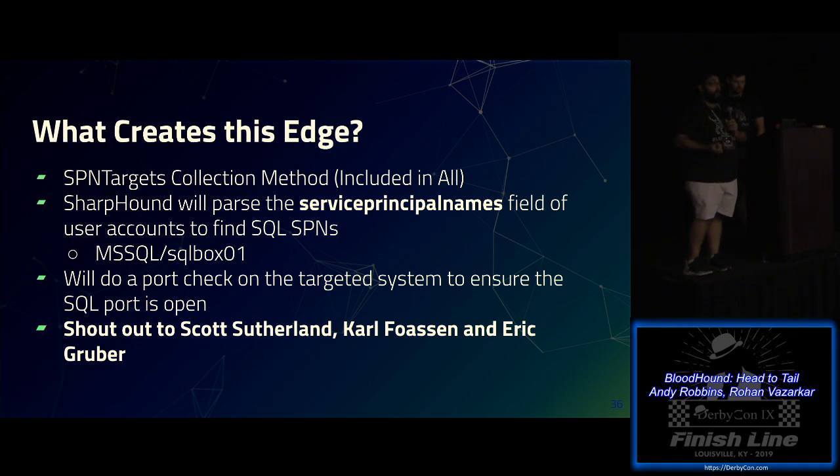All right, so what creates this edge? When you run the SPNTargets collection method, which is, again, very new, it's included in All by default. So if you're running All collection, you're going to get this anyway. But if you just want to do this, you can run SPNTargets. SharpHound, when it encounters user objects with a service principal name, will look at those service principals and see what they are. And if it finds something that looks like MSSQL/something, it'll save that off and say, this is something we need to take a look at.